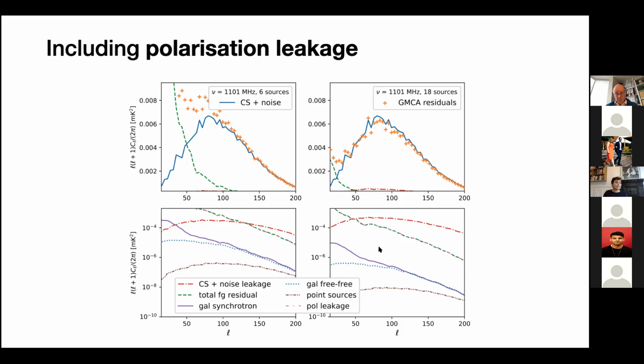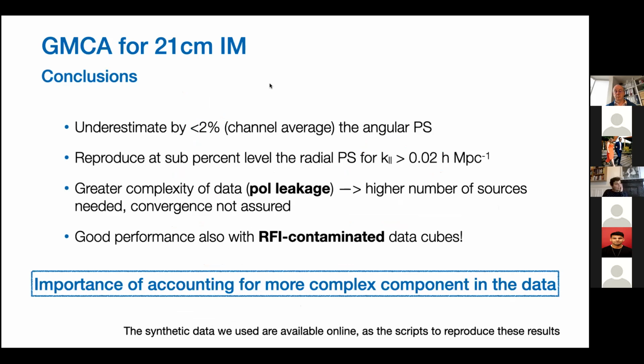It's not only the leakage that is hard to remove, but it's coupling also with the other foregrounds. Also the synchrotron in purple here, they used to be under control with 3 sources. It's not the case anymore when we include polarization leakage. So it mixes up with all the other foregrounds and makes the situation more complicated. And these are my conclusions for this study.